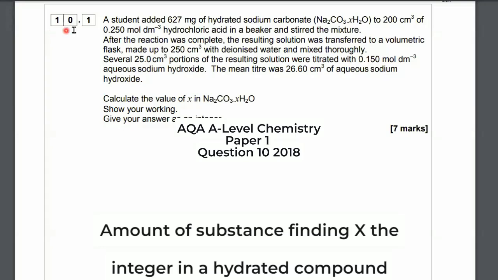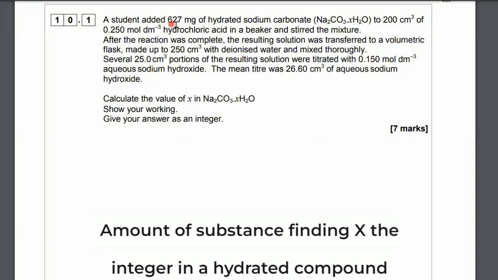So we're going through AQA A-Level Chemistry, Paper 1, Question 10 from 2018. And it's basically about the amount of substance and how you find X, the integer, in a hydrated compound. So a student added 627 milligrams of hydrated sodium carbonate to 200 cm³ of 0.250 mol/dm³ hydrochloric acid in a beaker and stirred the mixture.